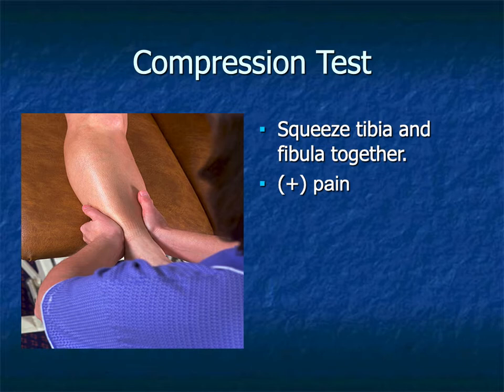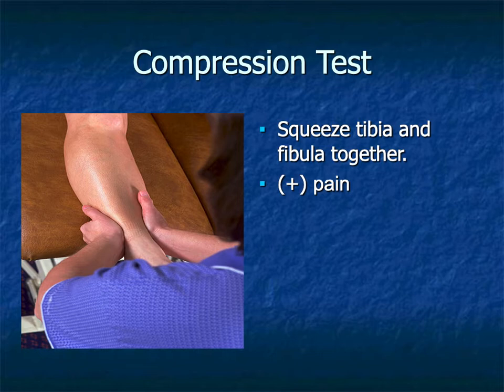The compression test is squeeze the tib and fib together. Again, start away from the main site of pain and work your way towards that. If there's pain, that's the positive sign. And if you think they have a fracture, and you're at this point in your evaluation and they're having a lot of pain when you're doing either of these two things, I would just stop your evaluation and they need to go get an x-ray to rule out a fracture.